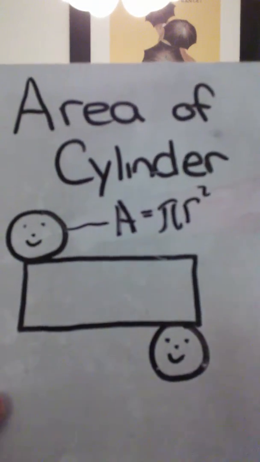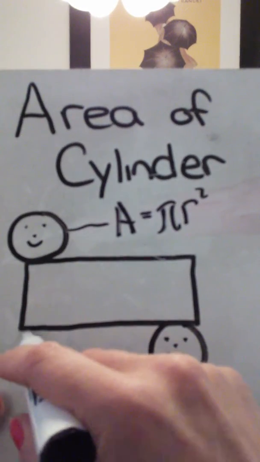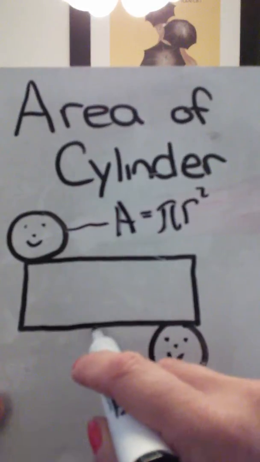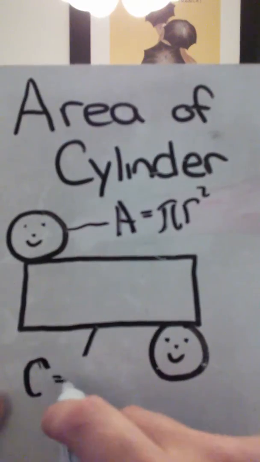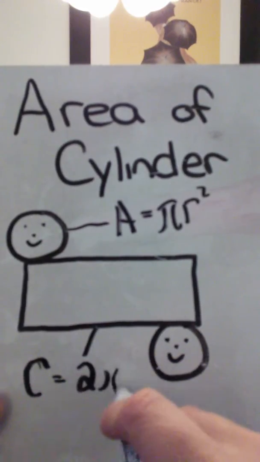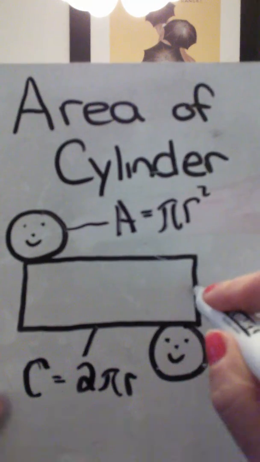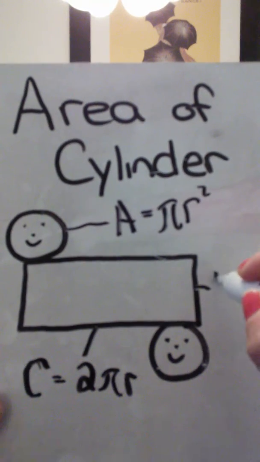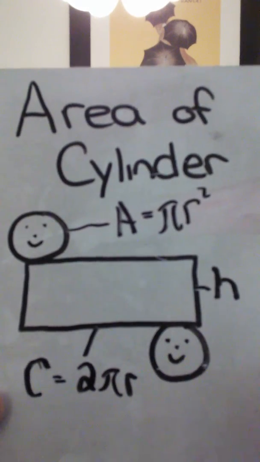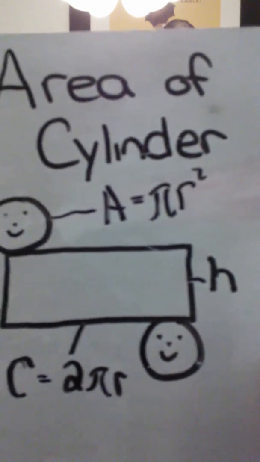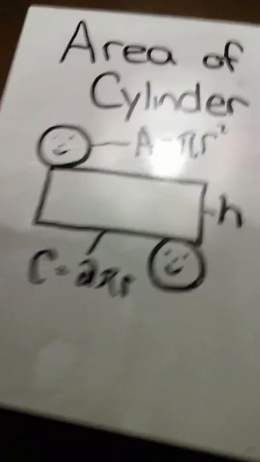And we know that the rectangle in the middle, the length of it, would be equal to the circumference, which is 2 pi r. And then we know that the width of our rectangle, as I just proved, would be the height of the can of beans. So now if I stick all of that together, I am able to calculate the surface area of this cylinder. So I'm just going to move this here to make it a little easier to write.